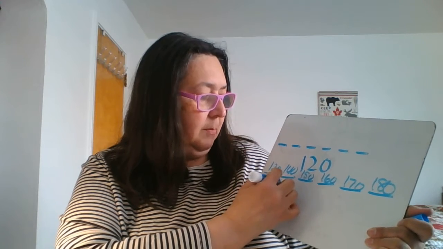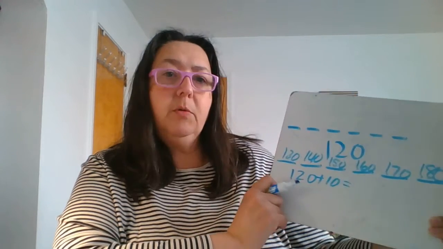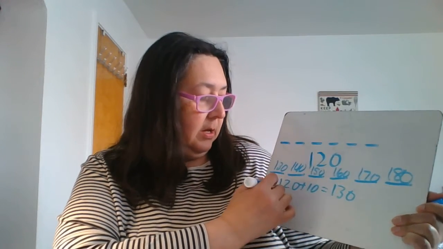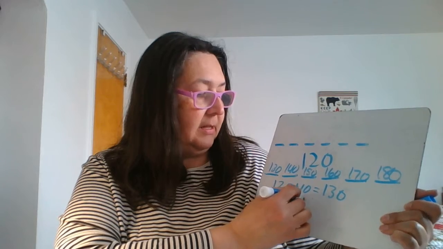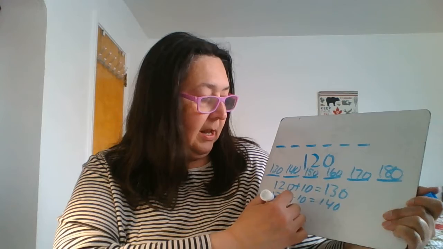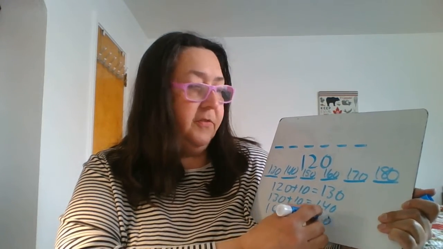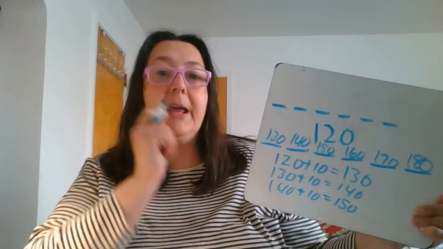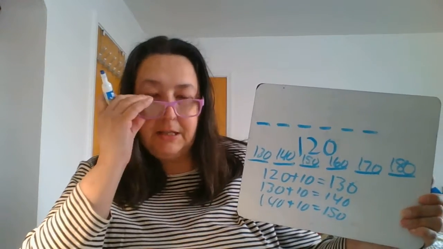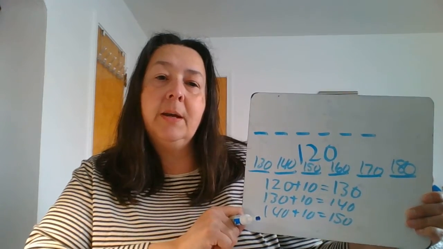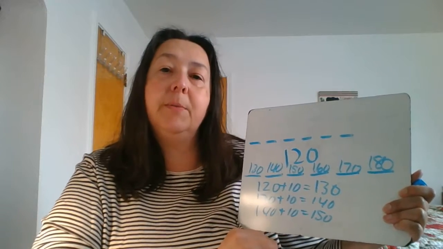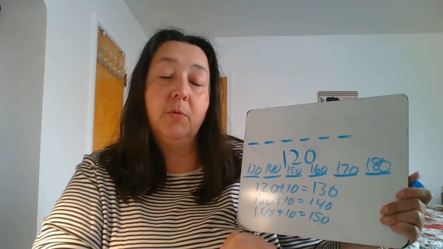Now, I could also do a math problem. If I start with 120 and I add 10, I would have 130. If I then have 130 and I add 10, I now have 140. If I have 140 and I add 10, I have 150. So when you are skip counting by any number, twos, fives, tens, hundreds, you are basically adding to the previous number with a math problem with the addition. So this is an example of skip counting by tens, starting with 120.